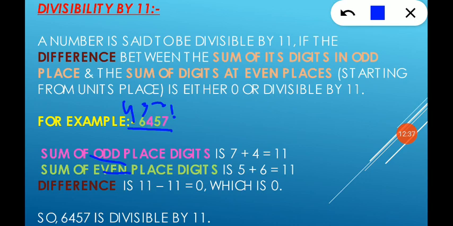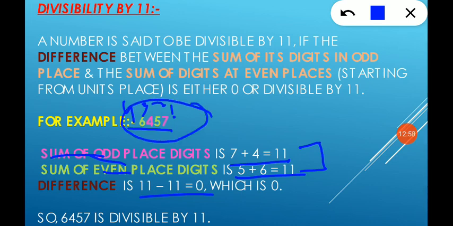So what is the sum of odd place digits? 7 plus 4, 11, and sum of even places 5 plus 6, 11. Now we will subtract these two numbers. So on subtracting we will get 0, and we know that 0 is divisible by 11. So this number 6,457 is divisible by 11.